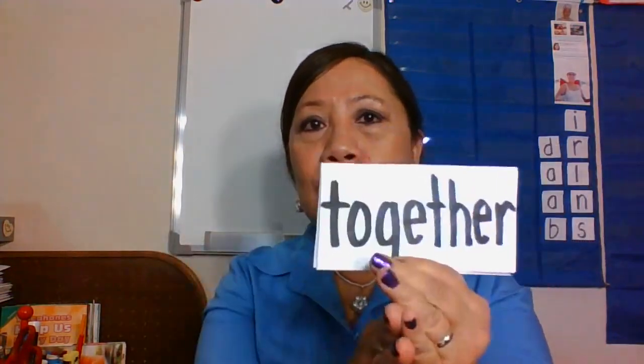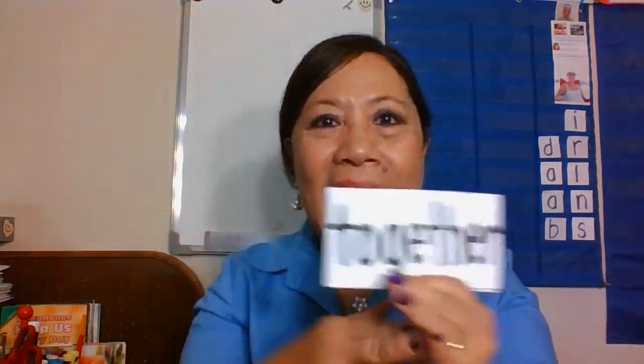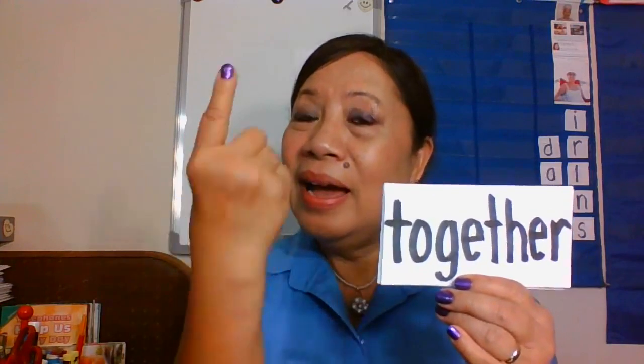All right. Now, this time, let's clap on this word. Together. Your turn to clap. How many times did you clap? I clapped three times. Therefore, together has three syllables. Good job.